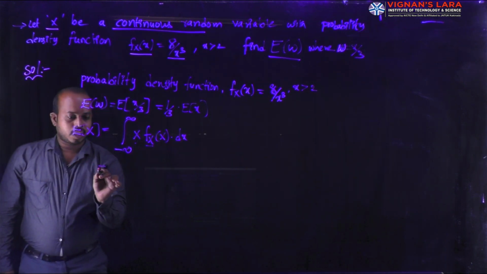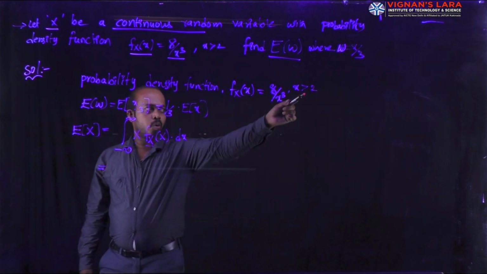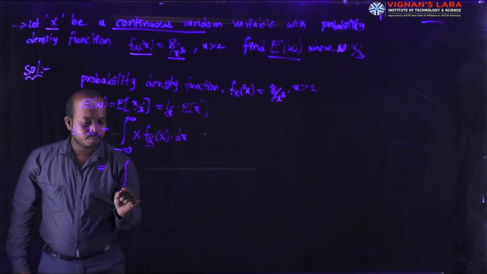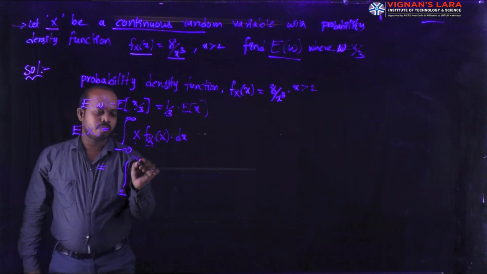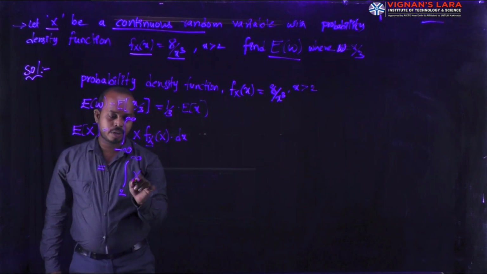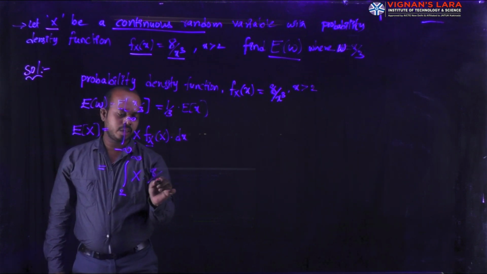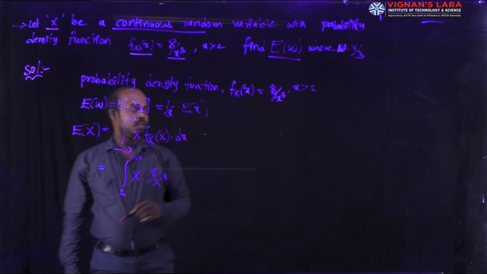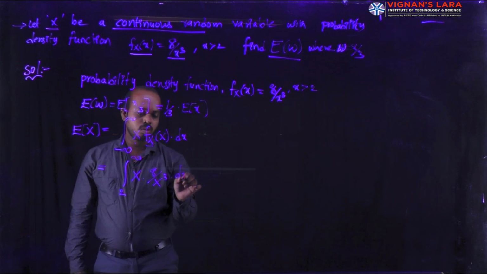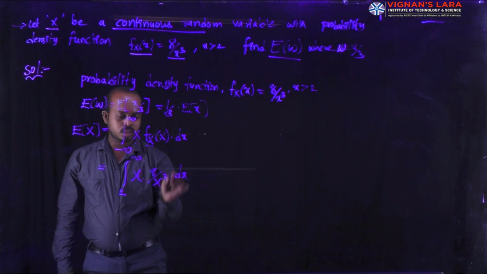In the next step, I have to substitute the limits. The x value is more than 2, so the lower limit is 2. That's why I am representing the range as 2 to infinity. Here the value of x is x into 8 divided by x cube, which is the density function, into dx. You can write small x or capital X, both are the same.